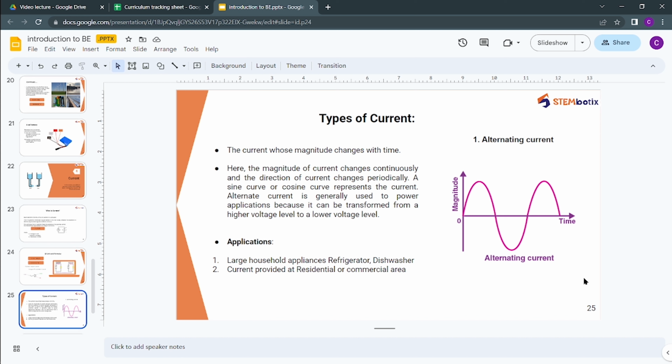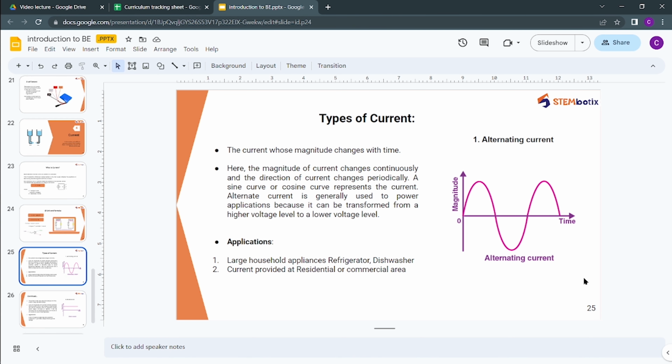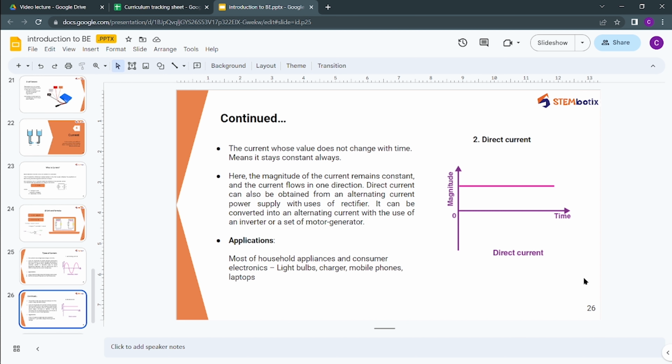The advantage of this kind of current is, for example, that whenever you meet with a shock, there are chances you can save a person's life. When there is zero current, the chances of saving the person increase.